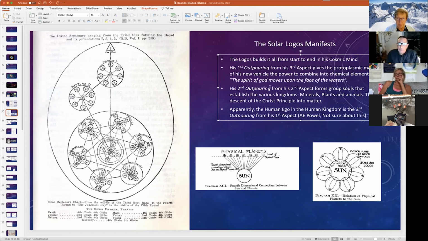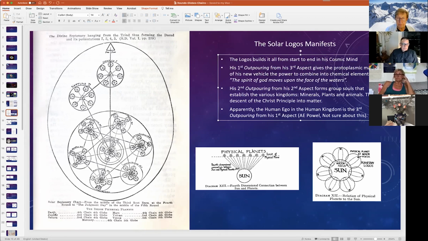And then the second outpouring forms group souls, basically the basis of the various kingdoms: minerals, plants, animals, right? Every kingdom has a group life behind it. And then supposedly the third outpouring from the first aspect, the life aspect, is what brings the human ego, or the human monad, the monads, the life units, into the system.